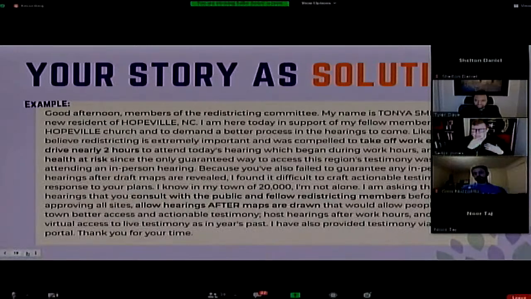Well, solutions are consulting with the public before they draft these hearings and really finding out from you where you want to go and how far you can drive to get there. They could also provide those hearings after maps are drawn to make it a little easier to provide the type of community testimony I know you want to give.